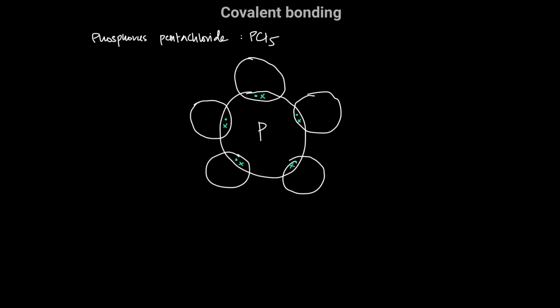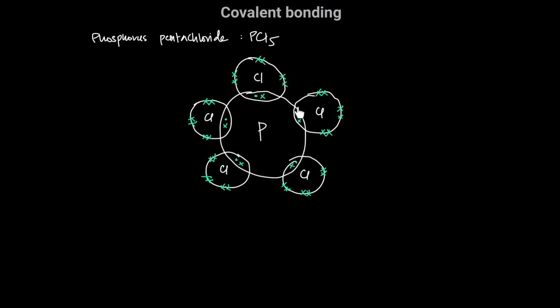And remember, chlorine had a total of 7 valence electrons, right? One of them is shown in the bond here, and then there are 6 more. So this is the dot and cross diagram for PCl5.